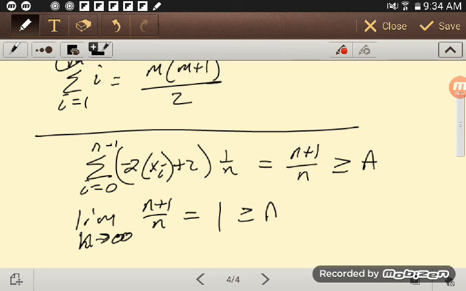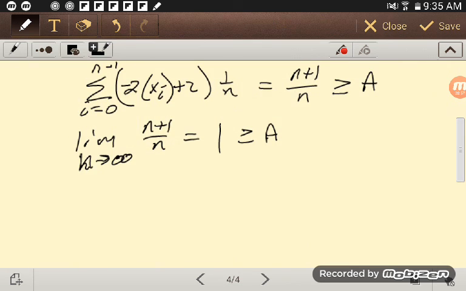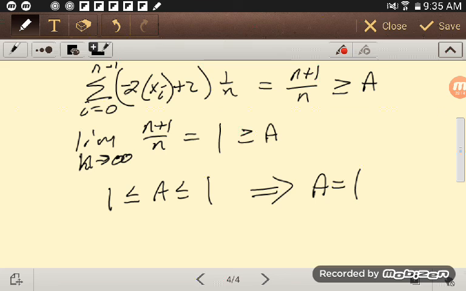But that's greater than or equal to the area. So finally, after all of this, what I have is that 1 is less than the area, which is less than 1. So the area must be 1. That's, again, like the squeeze theorem idea. The area must be 1.